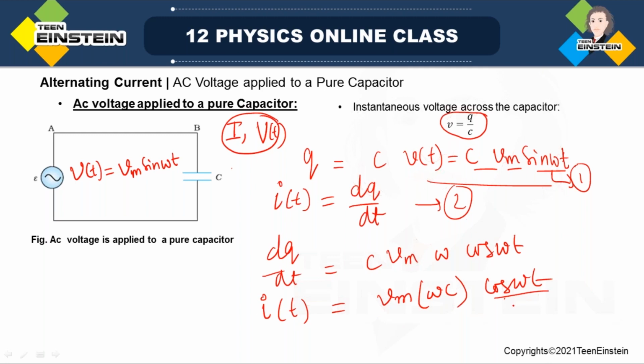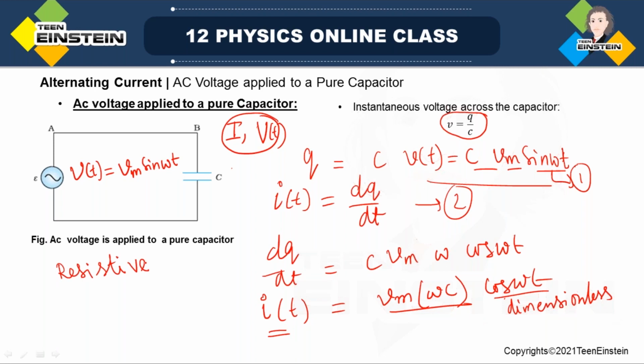Look, this term in the cosine is a dimensionless quantity, as I said in the last class. But on the left hand side, you have the dimension of current. So obviously the right hand side also has to have the dimension of current.